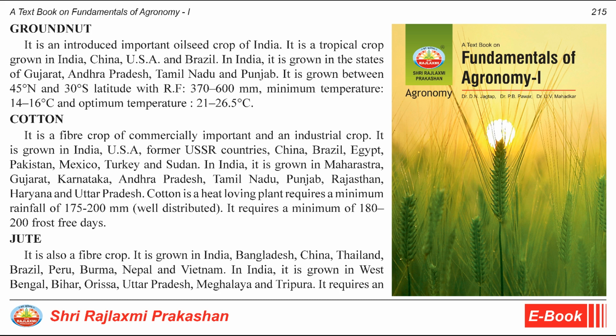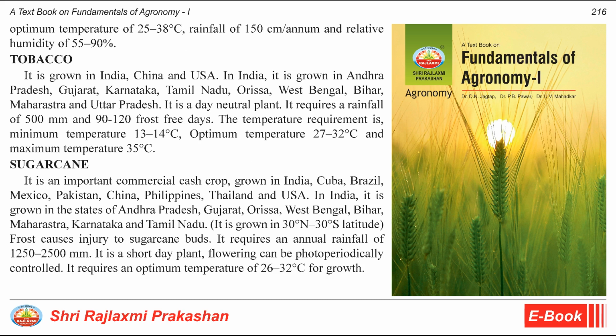Jute. It is also a fiber crop. It is grown in India, Bangladesh, China, Thailand, Brazil, Peru, Burma, Nepal and Vietnam. In India, it is grown in West Bengal, Bihar, Odisha, Uttar Pradesh, Meghalaya and Tripura. It requires an optimum temperature of 25 to 38 degrees Celsius, rainfall of 150 centimeters per annum and relative humidity of 55 to 90%.